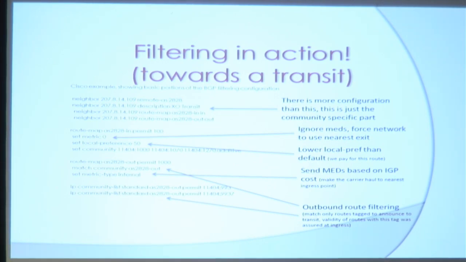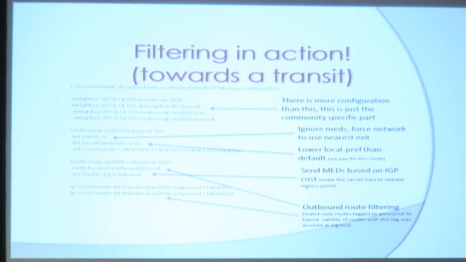This is the same config towards the transit. This is towards XO. This is one of our XO peerings, or transit peers. You can see we're doing descriptions that match that rule, keep it simple. And then there's a route map going in and out on each. There are a couple things in here that I like to note. We always ignore MEDs from transits.